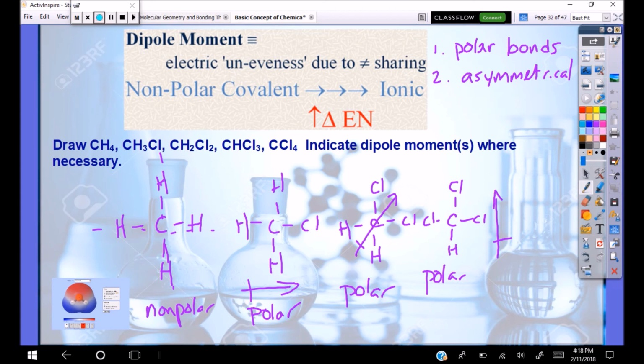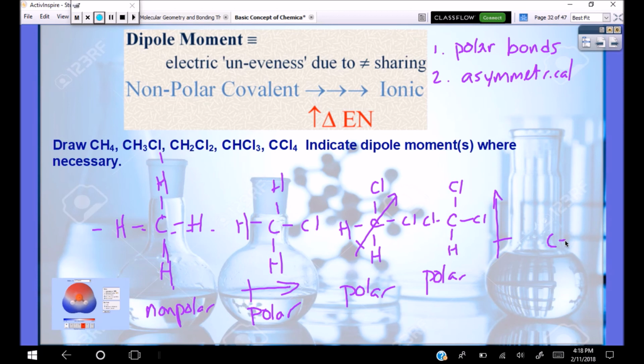This one's tricky. Because CCl4, now we've got something that's symmetrical. You have polar bonds, that's for sure. But this is one of those cases where you've got pull in all four directions, and they will cancel each other out. And you'll have a non-polar molecule, even though you have polar bonds. Okay?